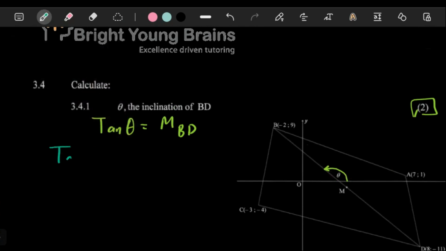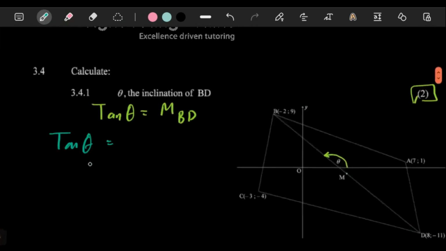So tan theta, the gradient here we had -2. Remember, you have to get a reference angle. Your reference angle is going to be shift tan of 2. Never use the negative value, always use the positive. Shift tan of 2 is going to give you 63.